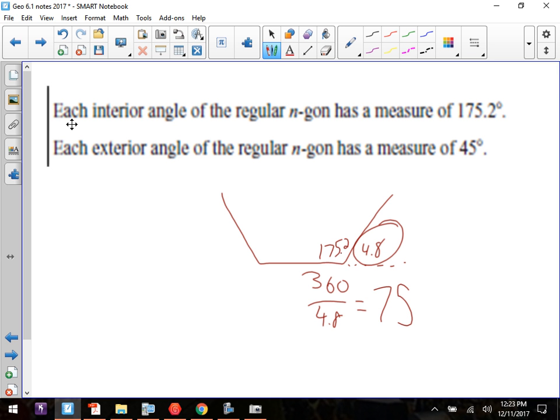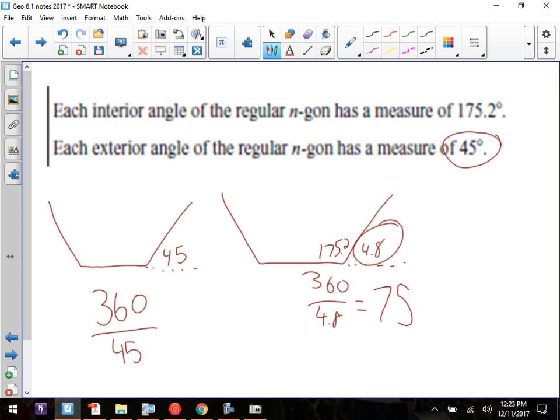That tells you how many, because it's asking how many sides it has if each interior is 175.2. All right. Now the next one, it tells you that you have an outside of 45. Again, somewhere along the lines, you'll have three sides put together. If the outside angle is 45, the number of sides will be 360 divided by 45, and you get 3.